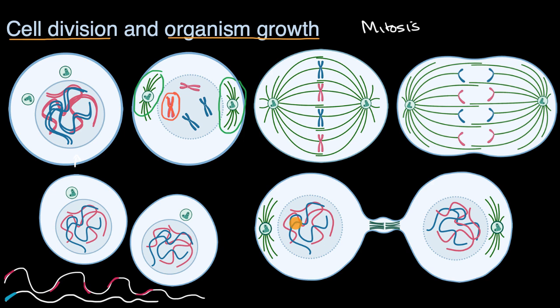So I'll leave you there. Look at your hands, look at your arms, look in the mirror, and just realize that you are an organism of 30 to 40 trillion cells that all started with one cell through many, many, many rounds of mitosis.